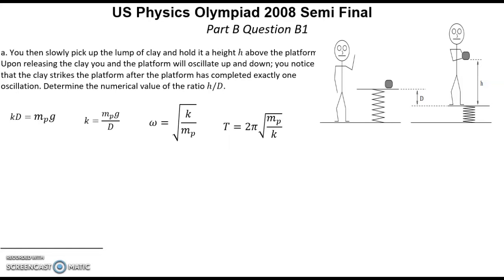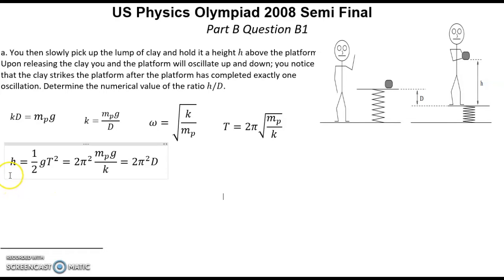And for the same period, our clay starts to fall down and reaches the lowest point from where we start our oscillation. We did oscillation from the lowest point somewhere to this lowest point. It means that our clay reached distance h in the same period of time. So we have this equation.